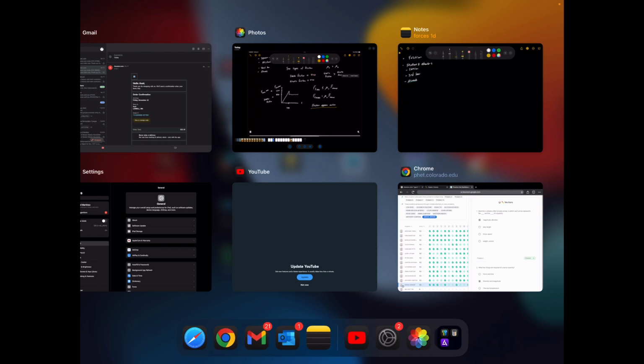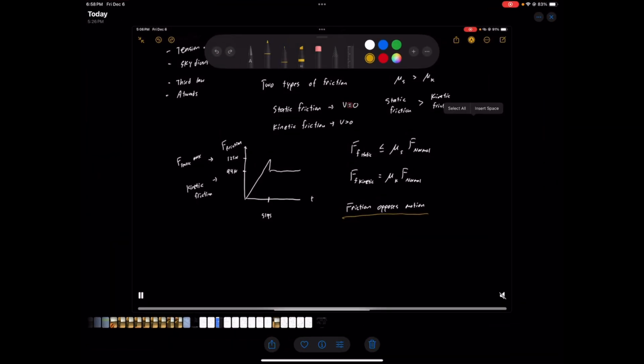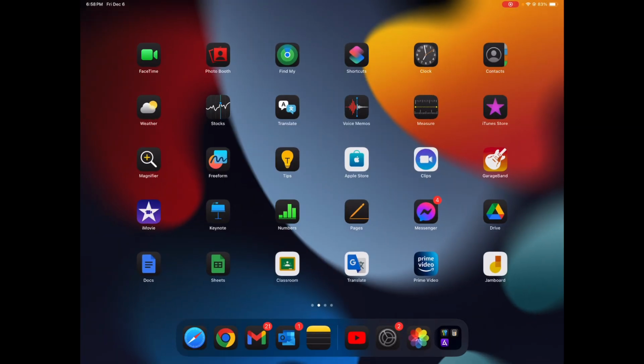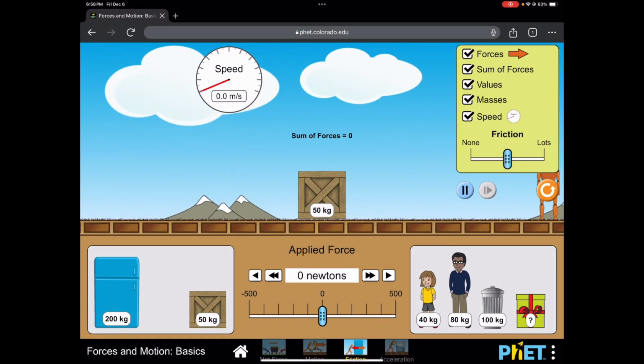So here I have some friction with this simulation. If you remember in class, basically the way this worked is we played around with the sim in order to discover how friction really works.